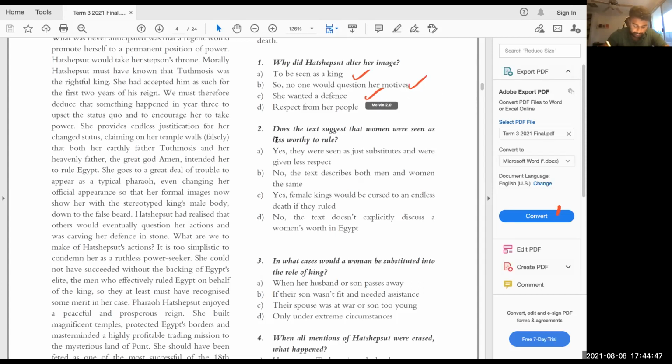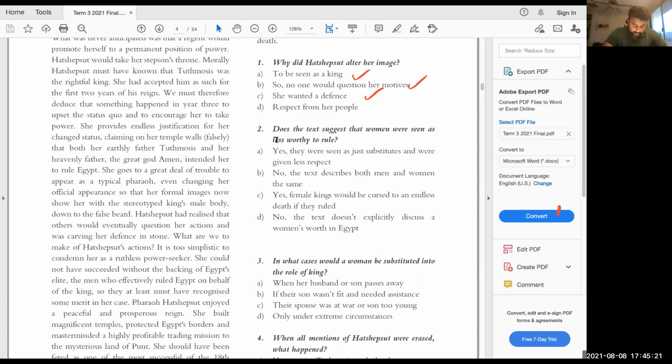C is also correct. Because when you look at the answers, it says Hatshepsut wanted to get a male's body because she wanted to appear as a typical pharaoh. So that makes sense for A. Then it says others would question her actions. That makes sense for B. And she wanted a defense. That makes sense for C. How do you choose the right answer? That's where you have to use logic and a great deal of thought to figure out which is the most correct answer for this context, right?